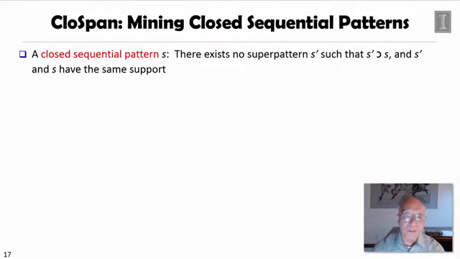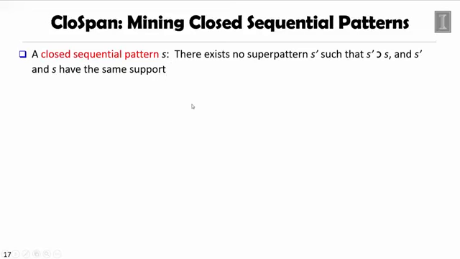A sequential pattern S is closed if there exists no superpattern S prime such that S prime and S have the same support. In other words, closed pattern means for the same support, you will find the longest one. That's the closed pattern. The other ones probably do not really matter.